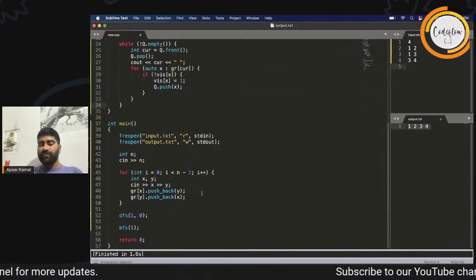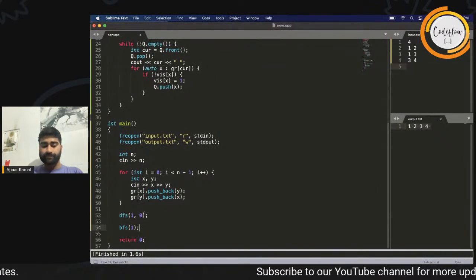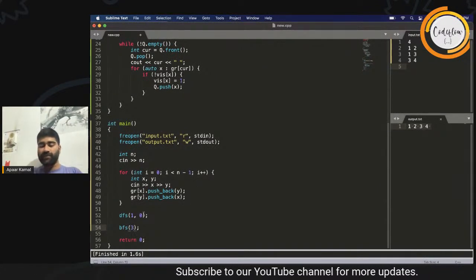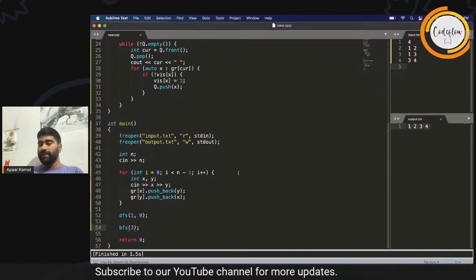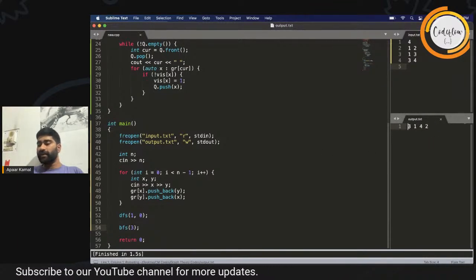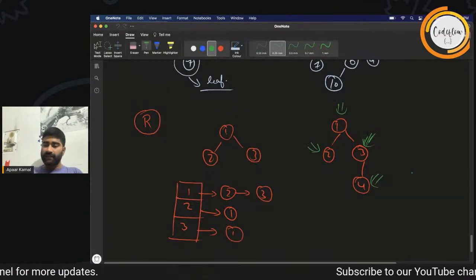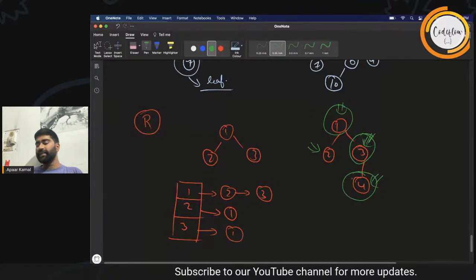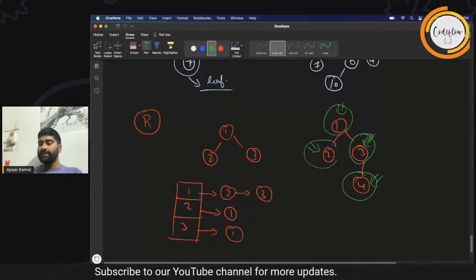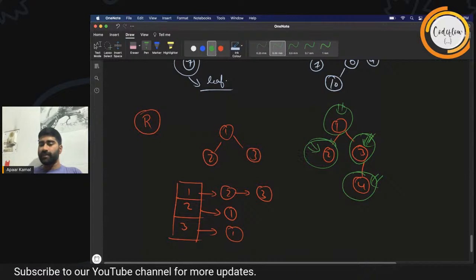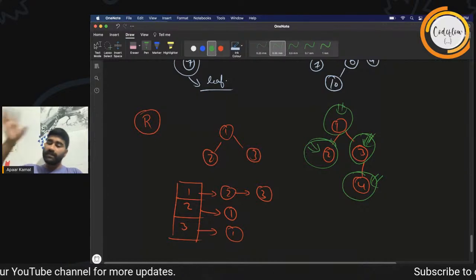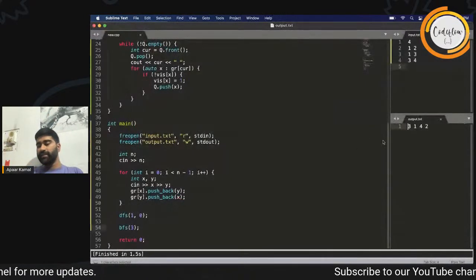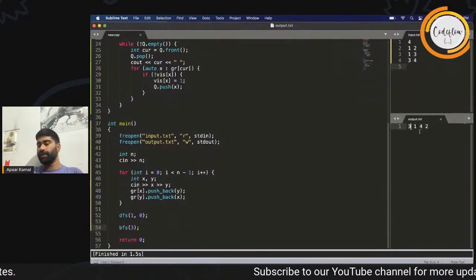Let's start the BFS from some other node, right? So let's start BFS from 3. Let's build it. So as we can see, firstly I'm on 3, then these two nodes should be visited because they are at a distance of 1 from the current node, and then the distance 2 will be visited, right? Because 2 is the farthest node from 3. Cool, guys. So we have got 3 1 4 and 2.